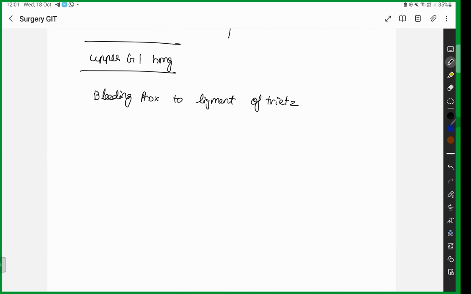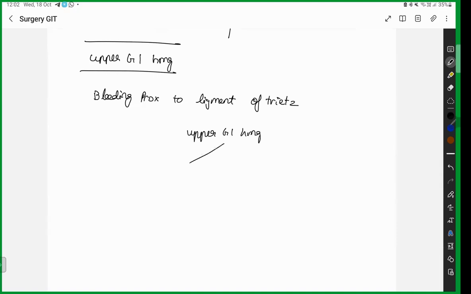Okay, so you're going to have some very important things here. What we are going to discuss basically is the causes of this bleeding, what are going to be the prognosis of this bleeding, and what are the different types of bleeding. Everything we are going to discuss in detail. So let me start with the first one, upper GI hemorrhage.